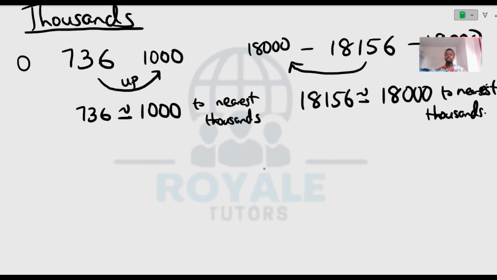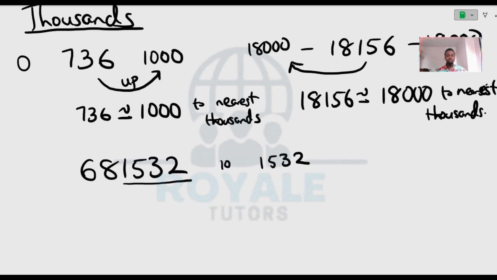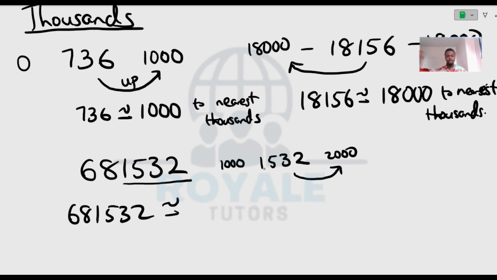So one more example, let's say we have 681,532. What we need to do is pick this, that is 1,532, and see it's between 1,000 and 2,000. The closer one to it is 2,000. That means 681,532 is approximately 682,000 to the nearest thousand.